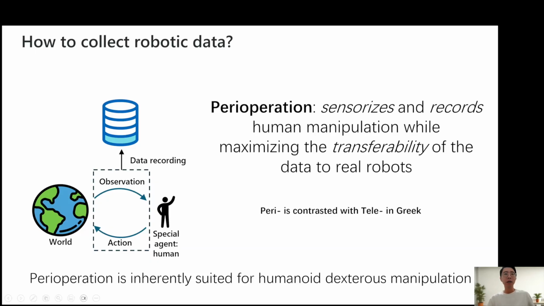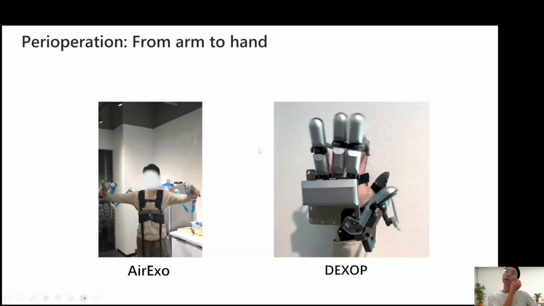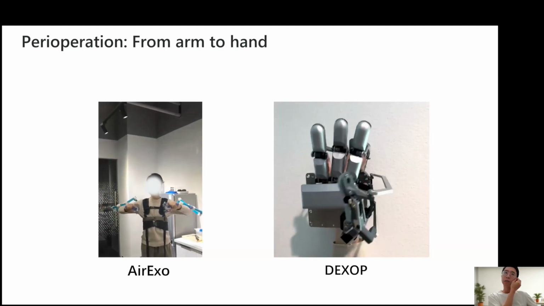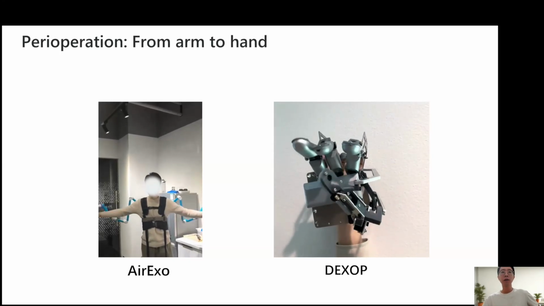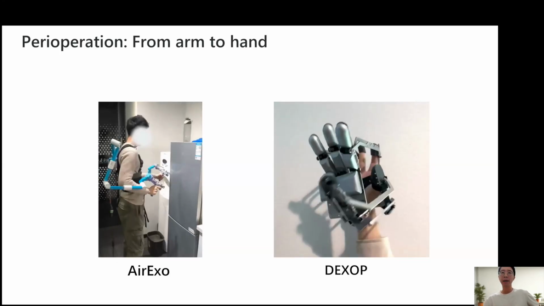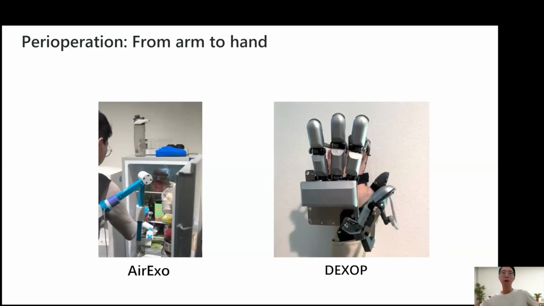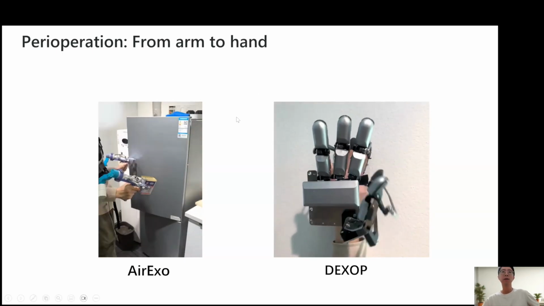And I would also like to say, I think paryoperation is inherently suited for humanoid dexterous manipulation. One of the reasons that we built humanoids is because we want to decrease the embodiment gap between the robot and the humans so that the data generated by humans can be transferred to the robots. In today's talk, I'll cover our recent works in this direction, which include both arm exoskeleton and hand exoskeleton to capture both arm motion and hand motion. So let's start.